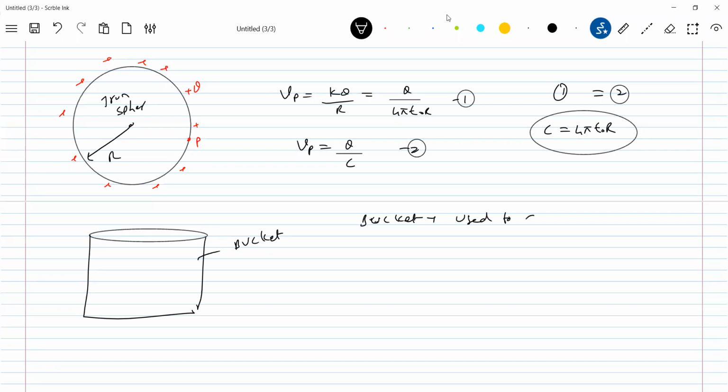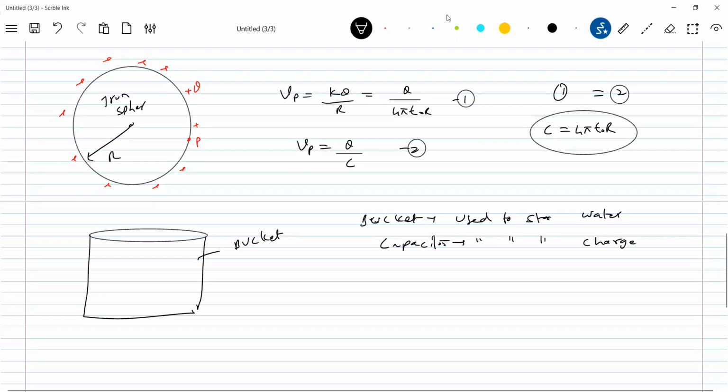Used to store water. So what is a capacitor in electrical circuits? Used to store charge. So therefore, the analogy will be the best way of really understanding problems. When you're doing numericals, this approach will help you a lot.